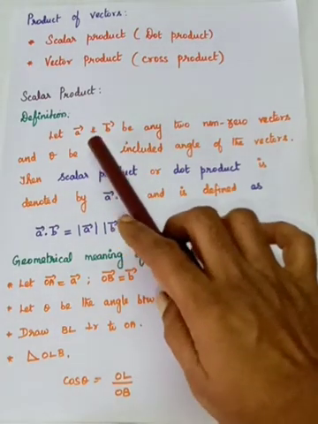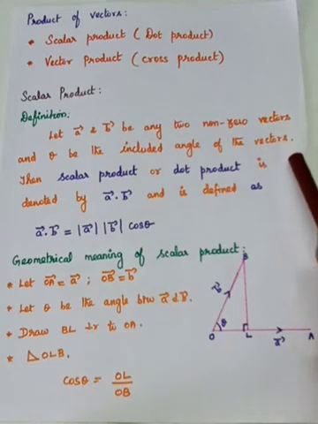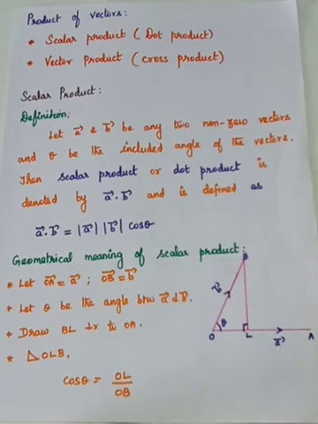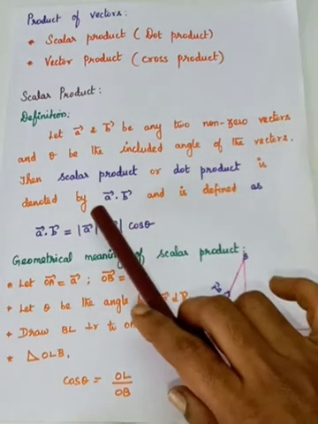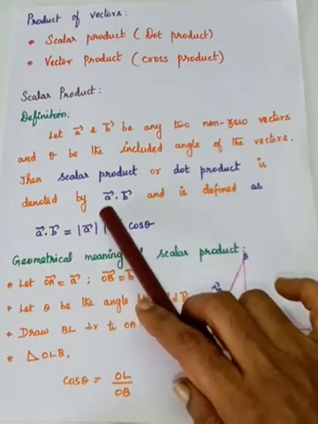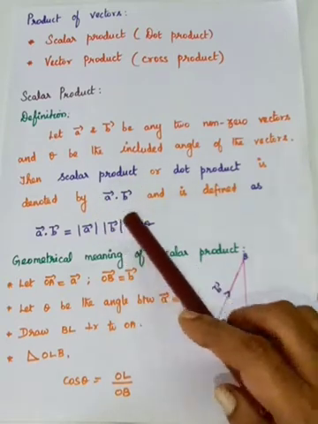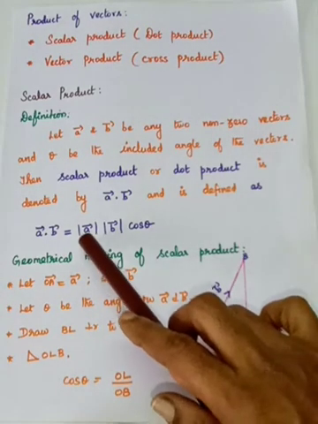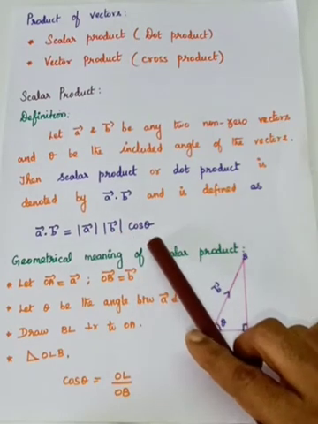Let A vector, B vector be any two non-zero vectors and theta be the included angle of the vectors. Then the scalar product or dot product is denoted by A vector dot B vector. It's a scalar product, so you have to use A vector dot B vector, and it is defined by modulus of A vector, modulus of B vector, cos theta.